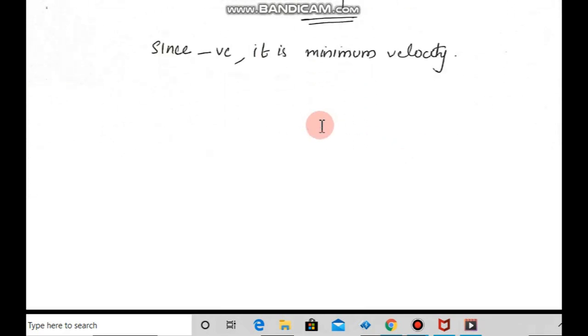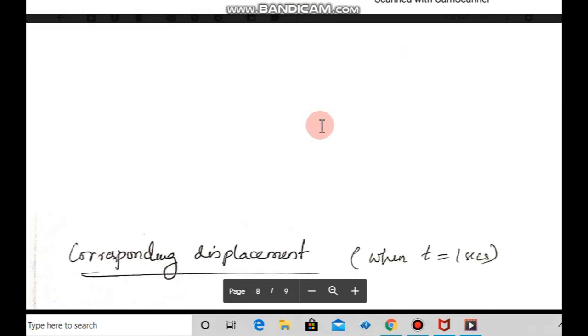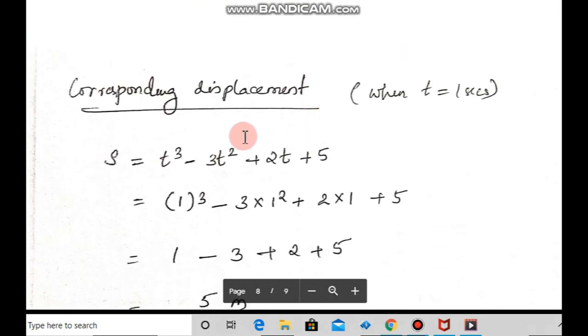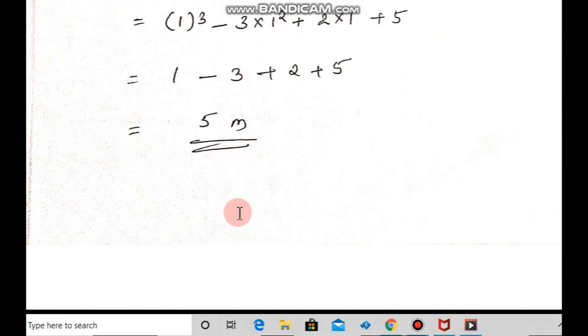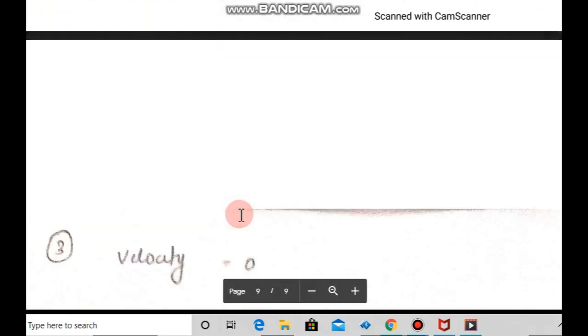It's that simple. Next, they have asked to find the corresponding displacement, that is, when t is 1 second, what is the displacement? You know the equation for displacement. Substitute t as 1 and you get the answer, 5 meter. It's again that simple.